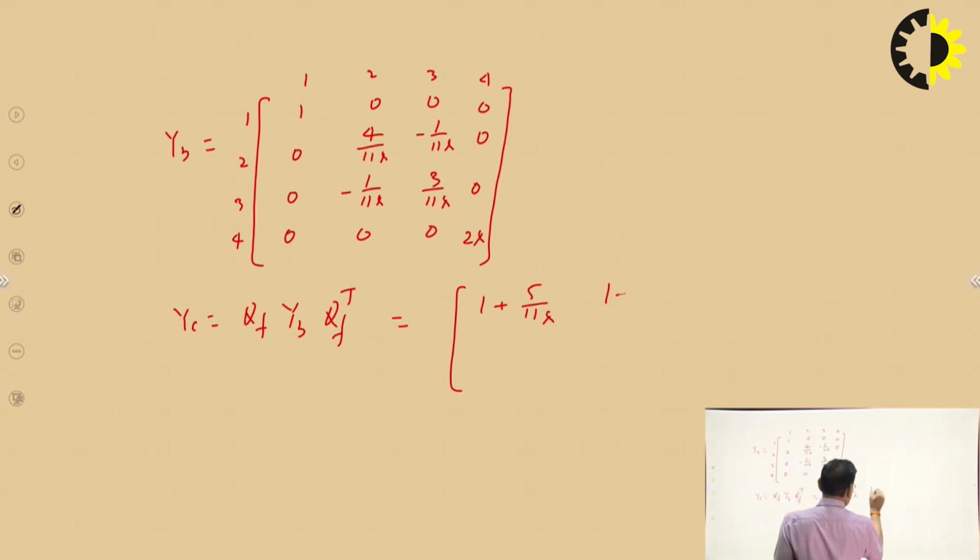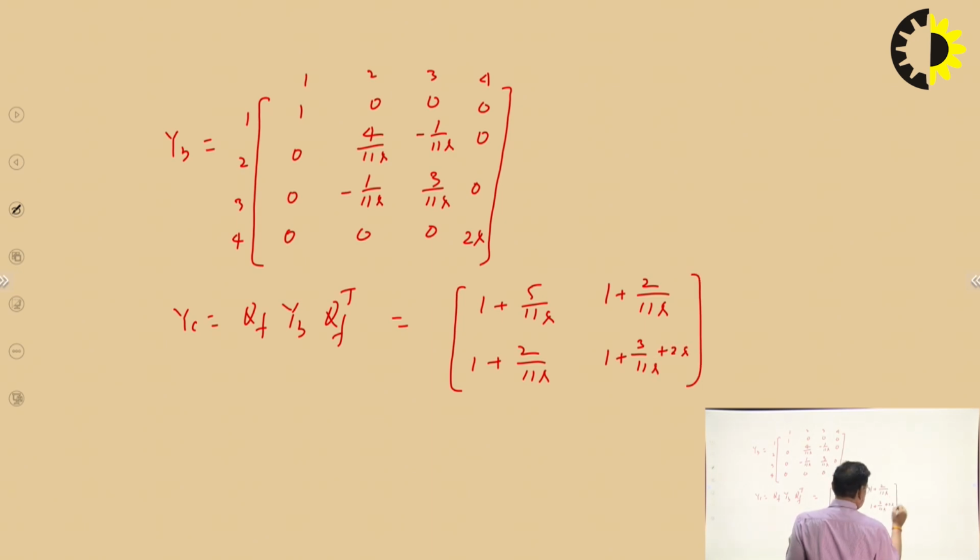Then 1 plus 2 by 11s, 1 plus 2 by 11s and 1 plus 3 by 11s plus 2s. So this is your YC. So this way we can get the YC. So first answer is YC, and we have to find this matrix.